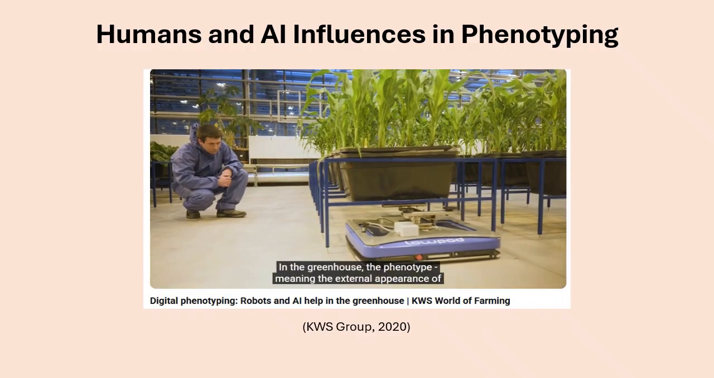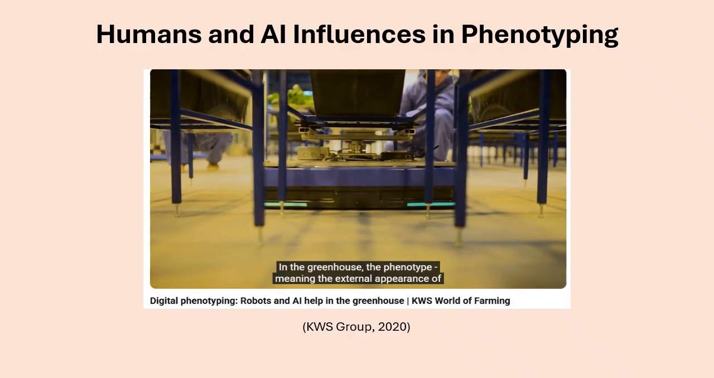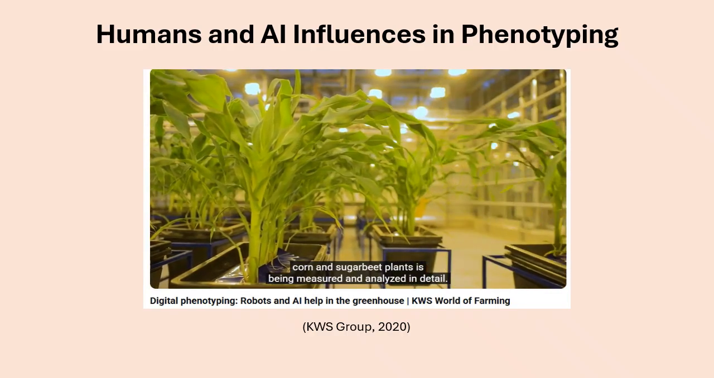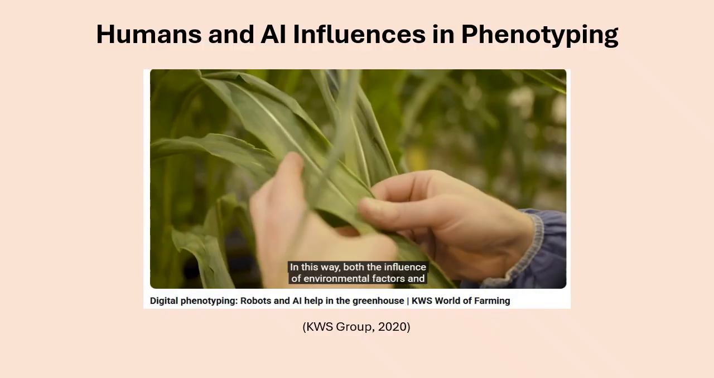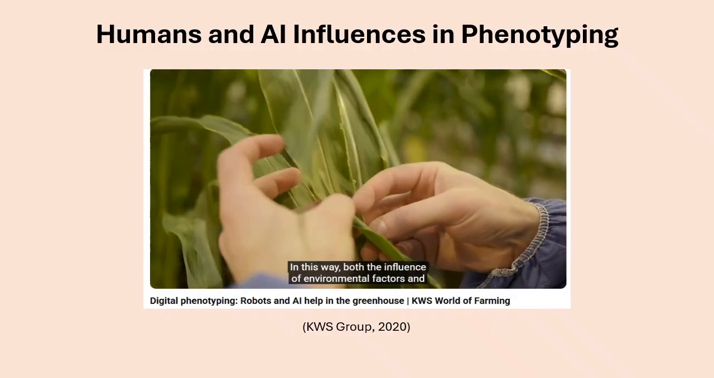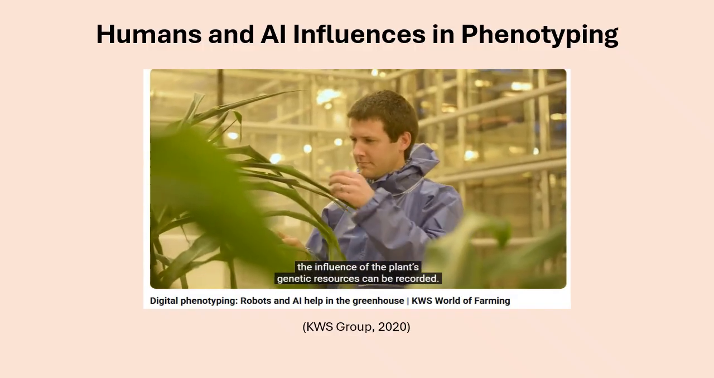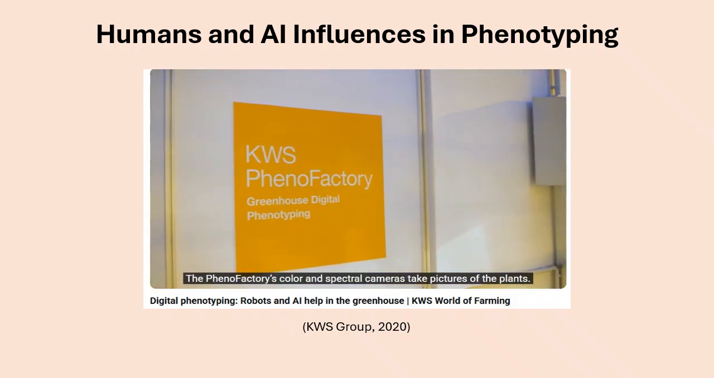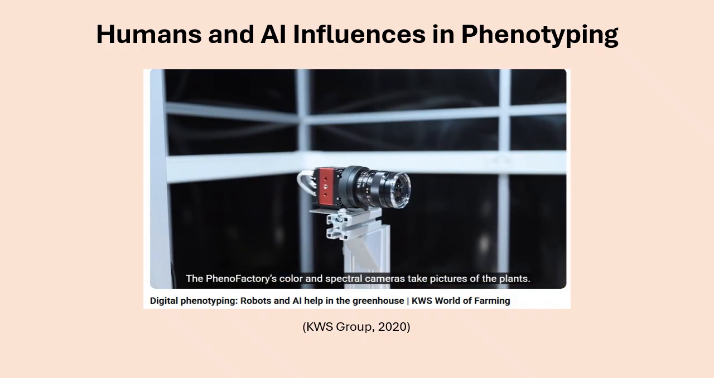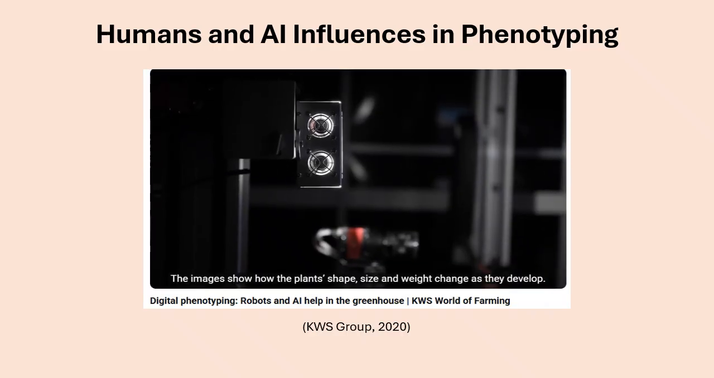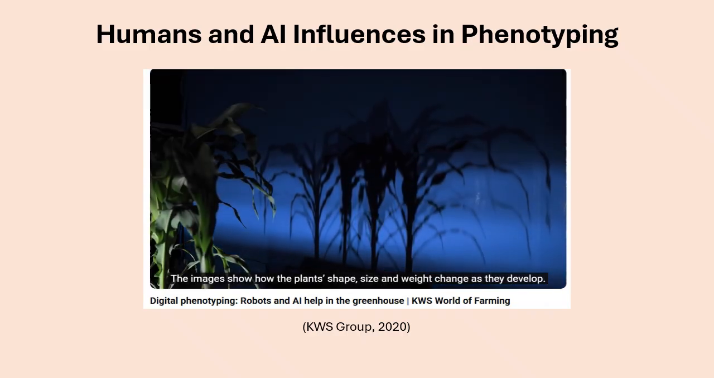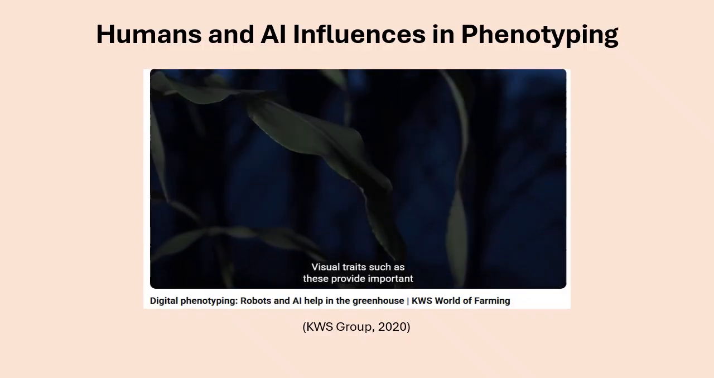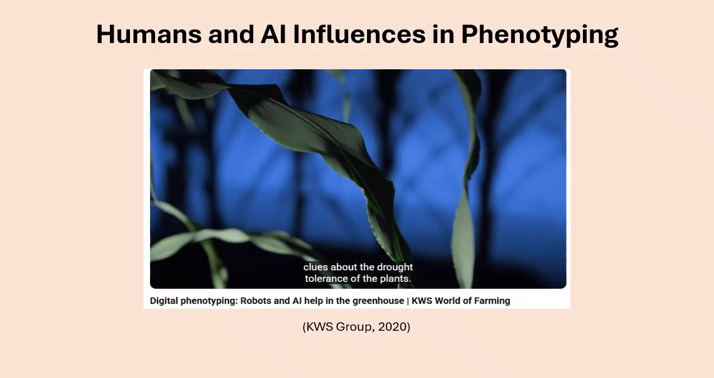In the greenhouse, the phenotype, meaning the external appearance of corn and sugar beet plants, is being measured and analyzed in detail. In this way, both the influence of environmental factors and the influence of the plant's genetic resources can be recorded. The PhenoFactory's color and spectral cameras take pictures of the plants. The images show how the plant's shape, size, and weight change as they develop. Visual traits such as these provide important clues about the drought tolerance of the plants.